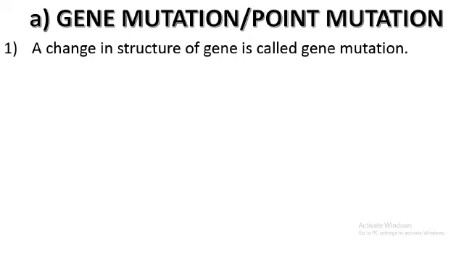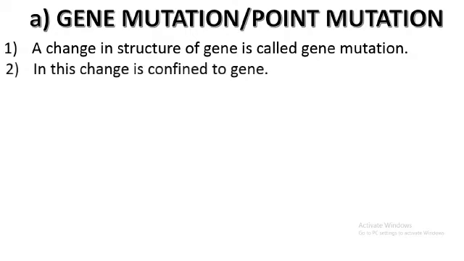Already I have told you a gene is present on a chromosome. A gene is made up of DNA. DNA chemically comprises nitrogenous bases. Usually in DNA, the nitrogenous bases are arranged in a specific manner. If this arrangement is altered, automatically the gene structure changes. This change in the structure of the gene is what we call gene mutation. Here the change is confined only to a particular gene.